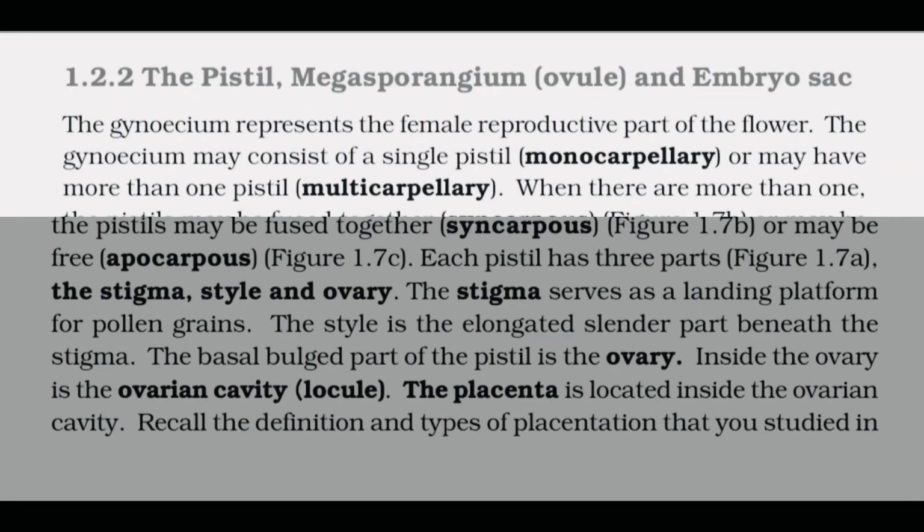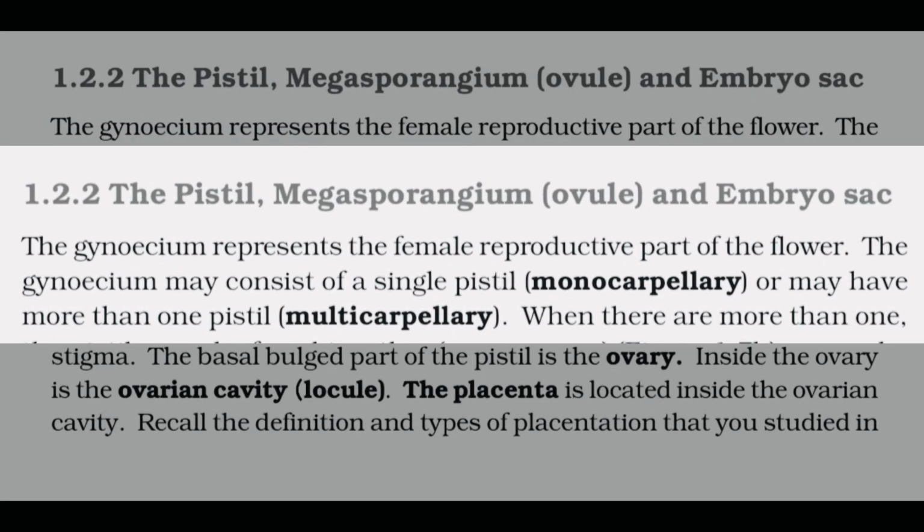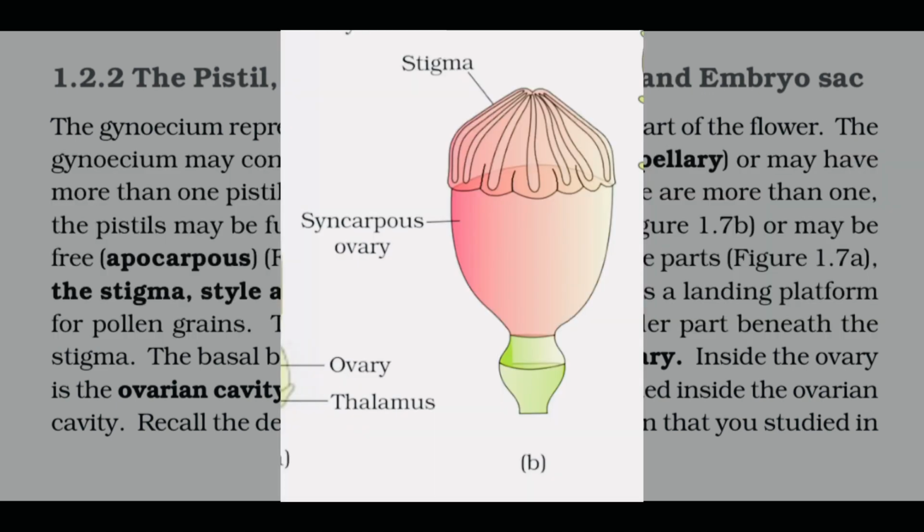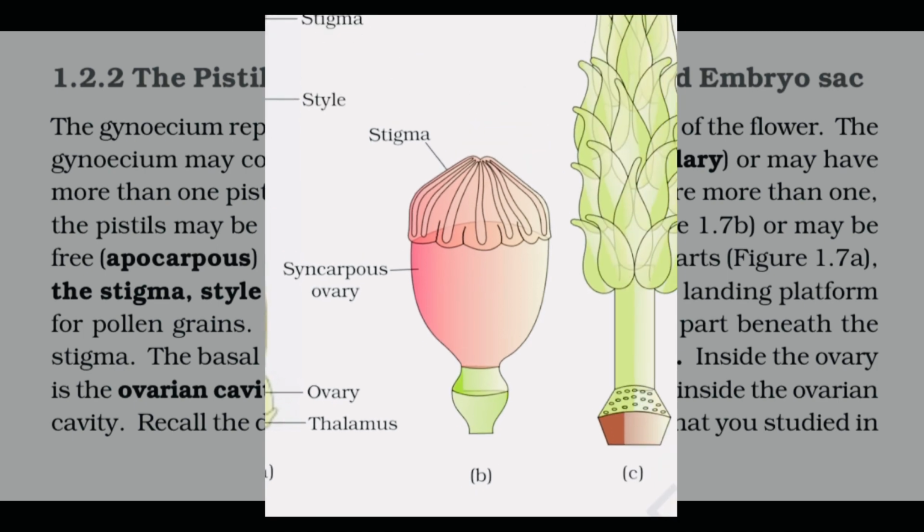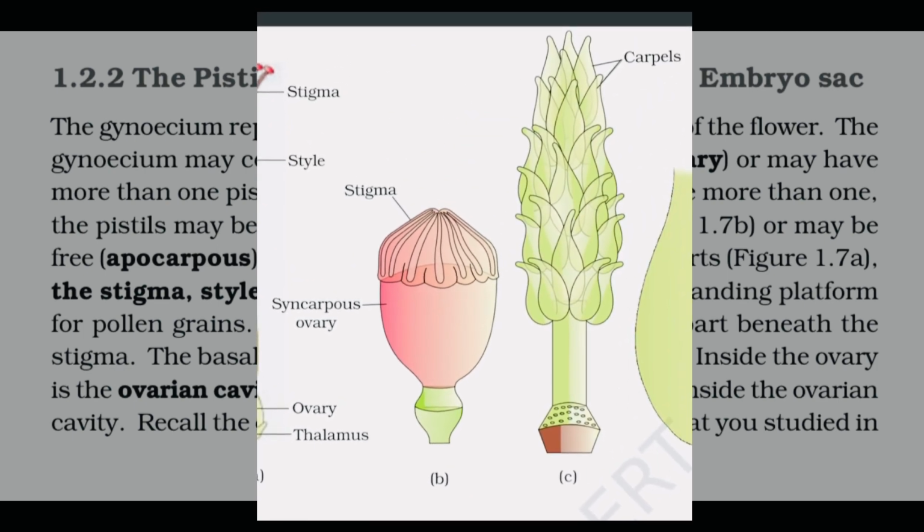The pistil, megasporangium, ovule, and embryo sac. The gynoecium represents the female reproductive part of the flower. The gynoecium may consist of a single pistil, monocarpellary, or may have more than one pistil, multicarpellary.